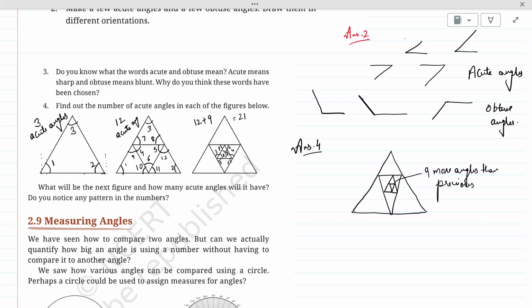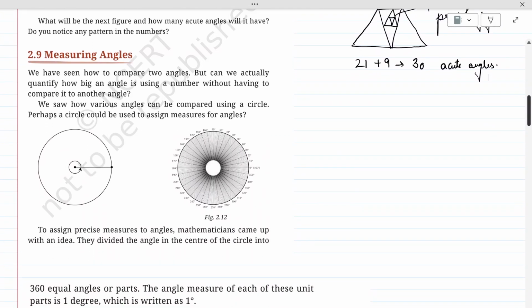So that means in the previous figure we had 21. This one will have 21 plus 9, which will give us 30. Okay, this will give us 30 angles, or you can say 30 right angles. Sorry, not right angles, acute angles. I'm sorry. 30 acute angles in this figure. Okay, so I hope this is clear how we are counting the acute angles, and what acute, obtuse and right angles are. Okay, next we have measuring angles.